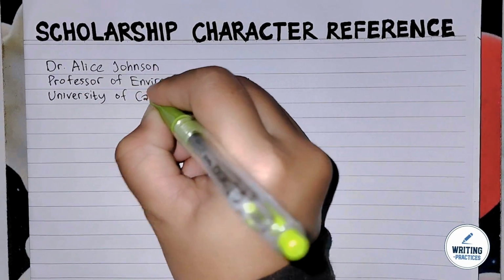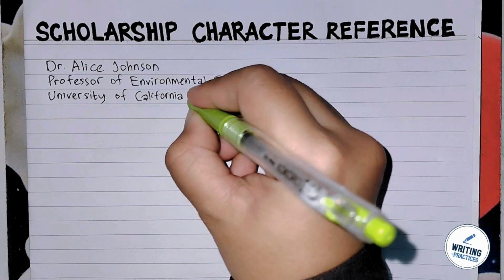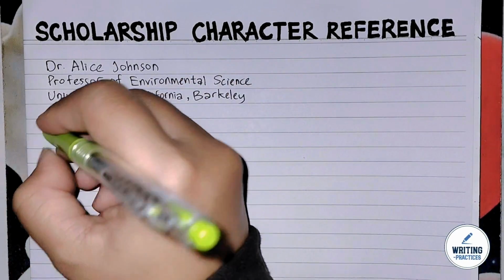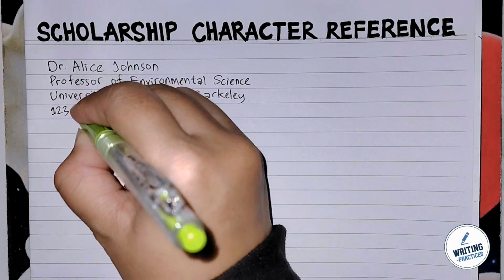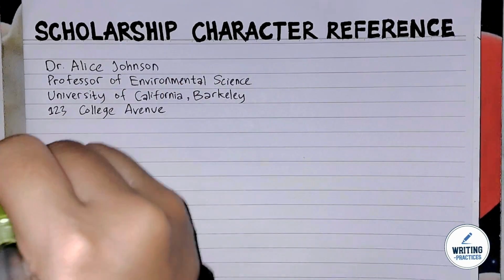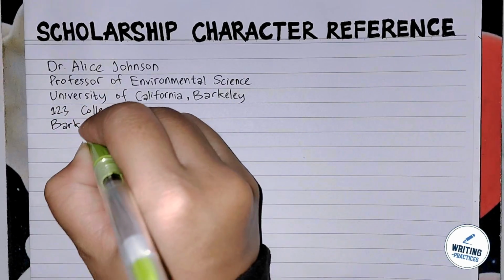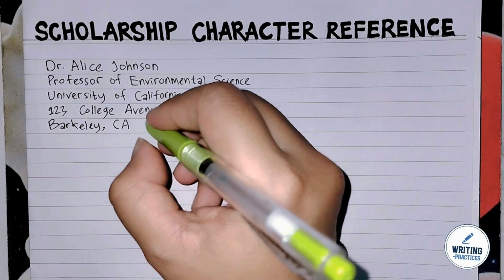The letter typically includes examples of the applicant's academic achievements, community involvement, and personal attributes that align with the scholarship's values and objectives. It serves as a form of endorsement, to help the scholarship committee assess the applicant's merit and potential, ultimately supporting their chances of receiving the scholarship. Here, Writing Practices will show you how to write a scholarship character reference letter step by step.